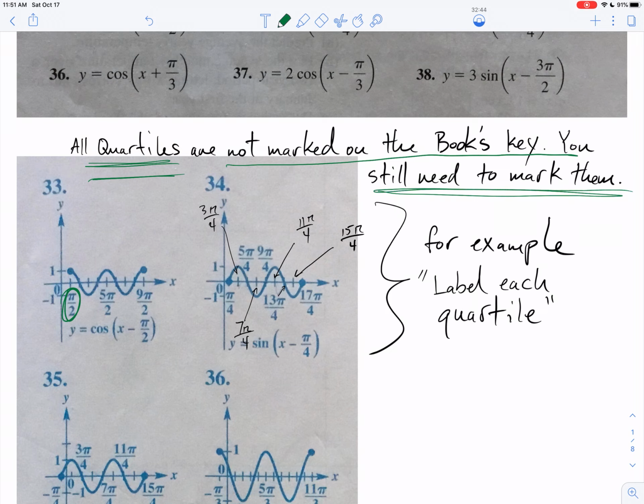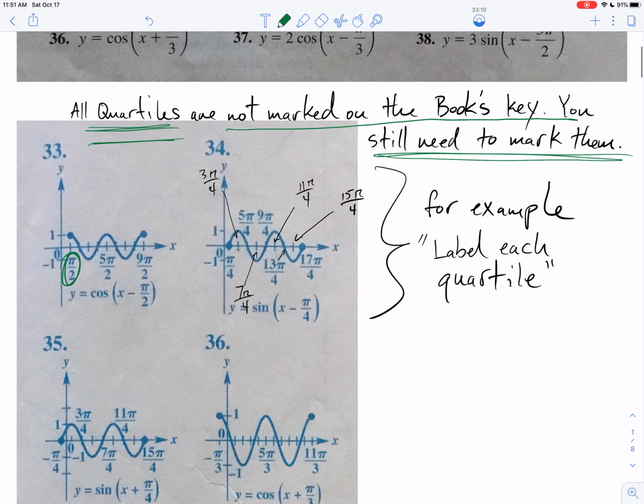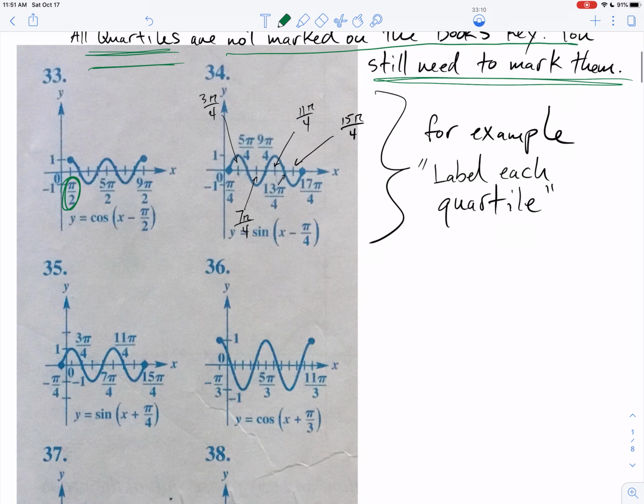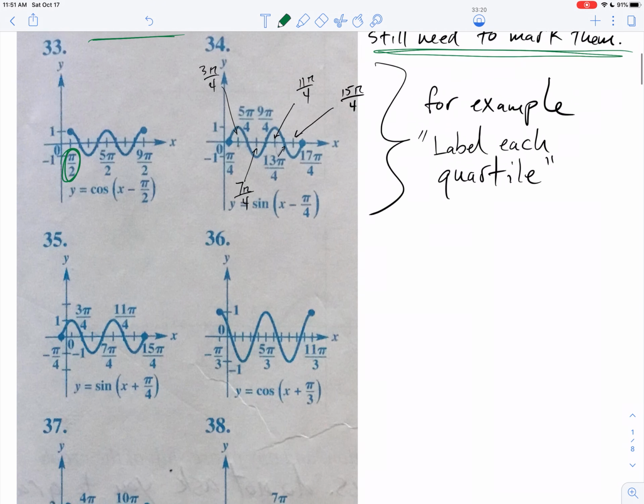Now this is, in my opinion, the toughest lesson that you guys have in graphing. So you'll see that on problem 34 here, I labeled each quartile. I went in and I filled in the blanks for you. But I don't really want to do that for you on every one of them because I want to see how much you trust your own self. You can figure out what the period is. On these, it's all the same. It's 2 pi. And then they adjust the start. So you're going to have to figure out your own quartiles.